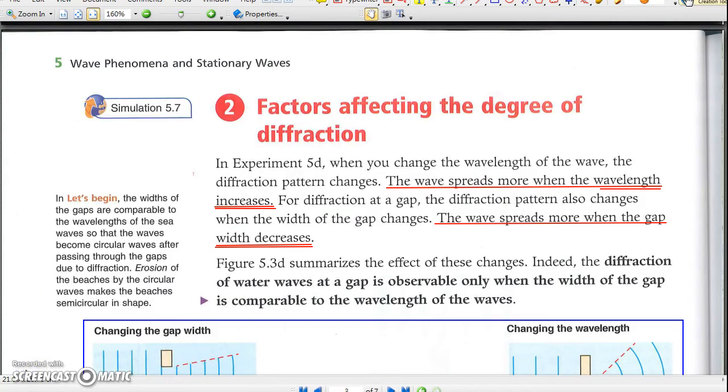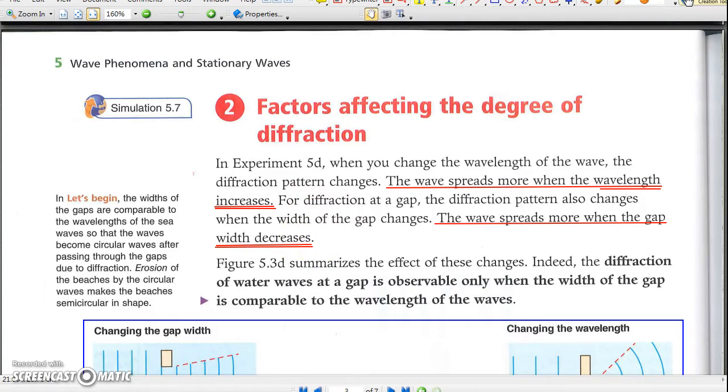2. Factors affecting the degree of diffraction. From the experiment, we can see that the amount of diffraction depends on the relative size of the wavelength and the opening or obstacle. Diffraction of waves becomes more significant when the wavelength is relatively larger and/or the opening is smaller.